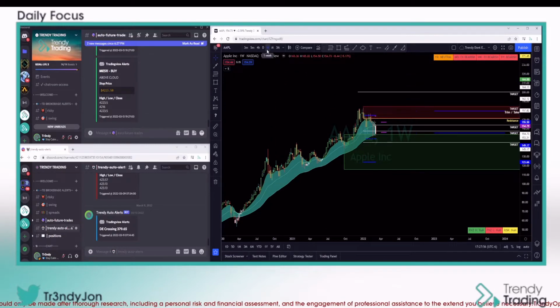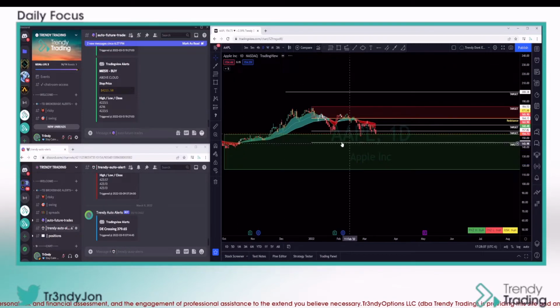So that is your weekly. Again, the biggest thing to note here is that we may test this pivot low, or this may be a nice little area for a quick bounce. Let's bring it down into the daily.